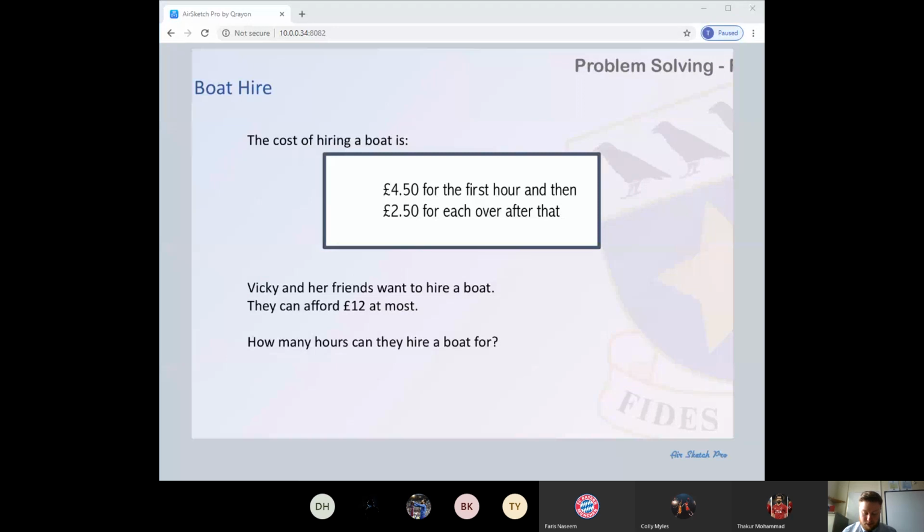So the cost of hiring a boat: £4.50 for the first hour, then £2.50 for every hour after that. I'm going to give you not much time. I think possibly only 2 minutes will be enough for this. So I'll give you 2 minutes, and then we will go through the answer. You don't need to put the answer on the poll. I've seen a couple of people putting, I don't know. Have a go at it just on paper with a pen. Okay, so a couple of minutes.